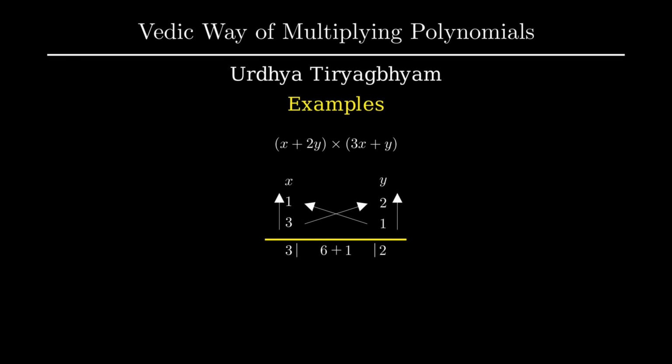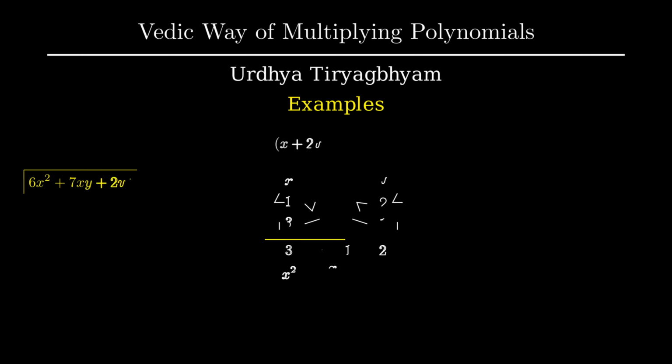Starting from left, 3 is the coefficient of x square as multiplication is done vertically. For cross multiplication, we will be having xy as the variable, and for the last step, y square will be the variable. Therefore, 6x square plus 7xy plus 2y square is our result.